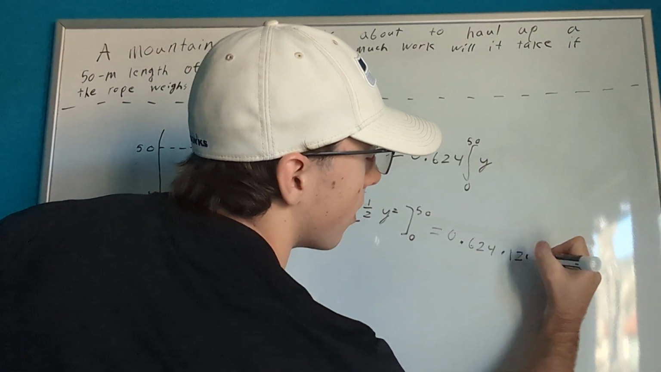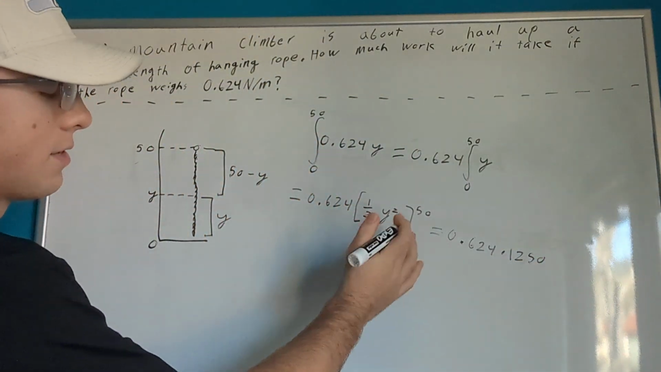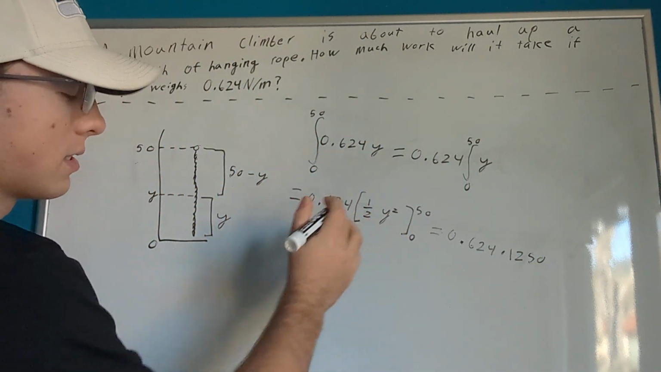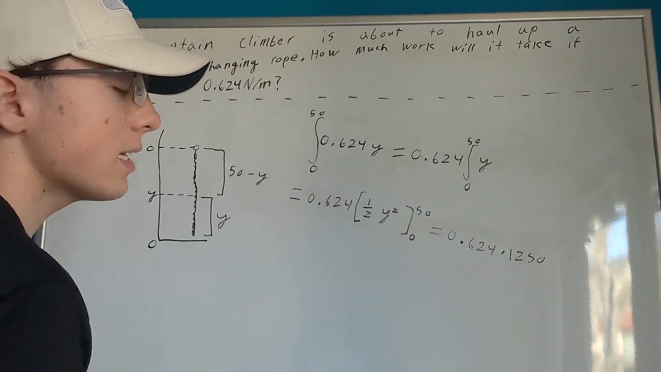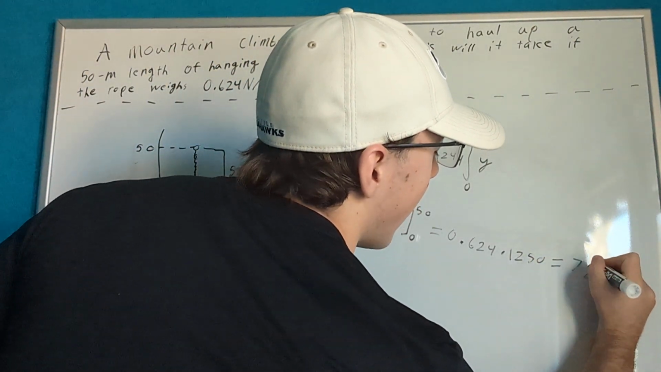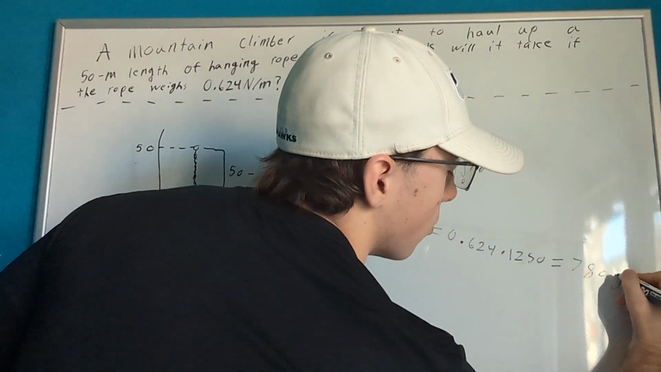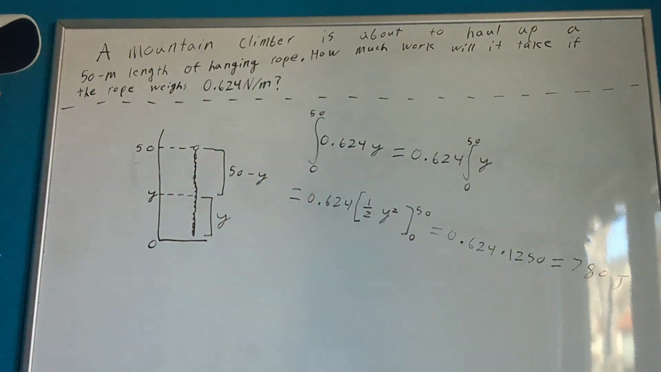So 1,250, and then it would be minus 0 from this part because this is 0. So we can leave it like this, and then we multiply this out, and this equals 780. And let's not forget our unit. Our unit is joules for work, and that is our answer.